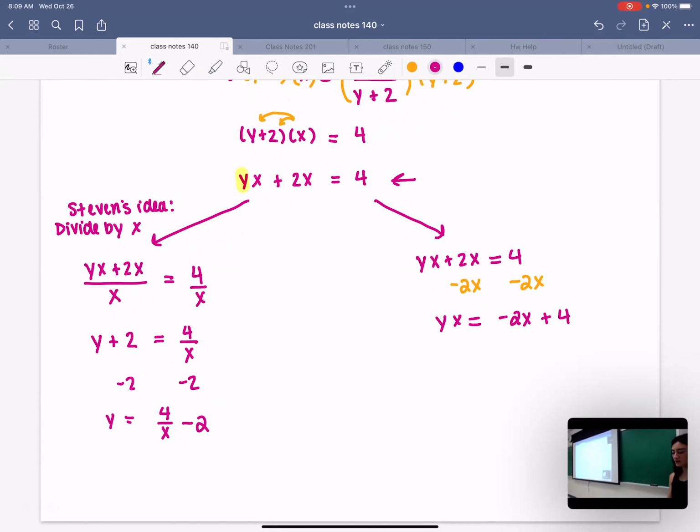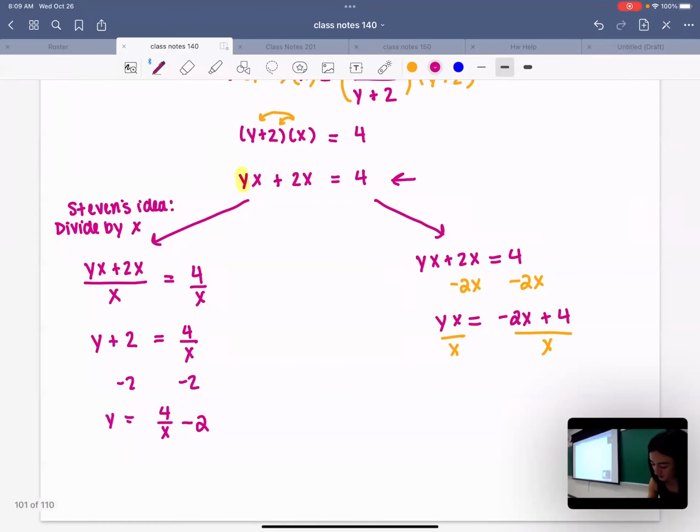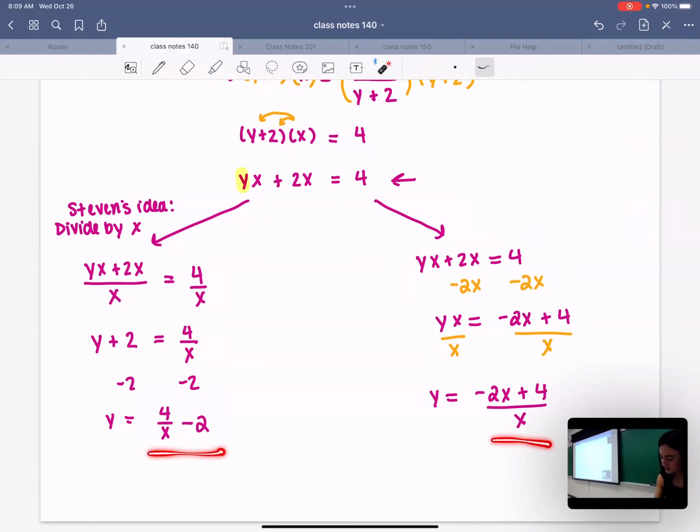Okay, now to get y by itself, what do we do? Divide by the x, right? So dividing by x on both sides, I am left with y equals negative 2x plus 4 over x. Okay. Kind of weird though, because I solved the equation in 2 different ways. I have this answer here and this answer here. Why did I get 2 different answers?